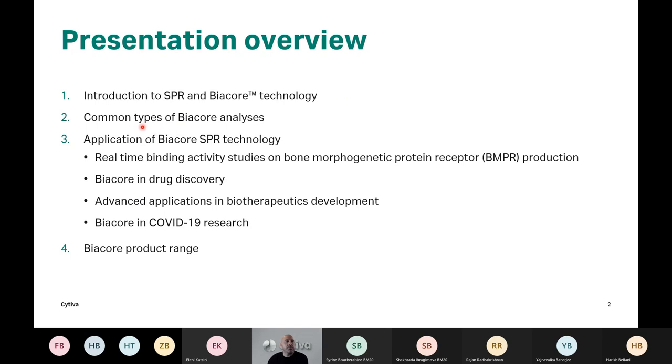I will then talk a little bit about common types of Biacore analysis that we can do with these instruments. And then I will present you a brief introduction of the big range of applications that we can do with these systems, okay? I will focus basically on drug discovery, advanced applications in biotherapeutics development, and I will just give you a few views regarding the amount of work that has been done in COVID-19 research with the systems, okay? And then finally, I will present you just two slides with the product range of the ecosystem that we have.